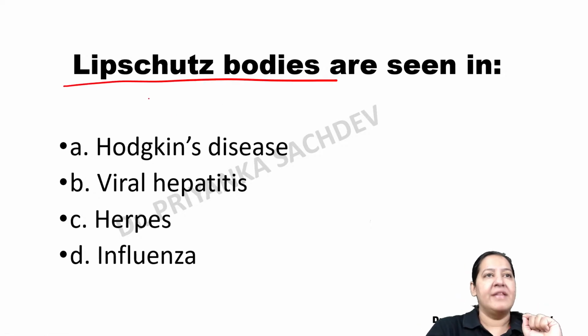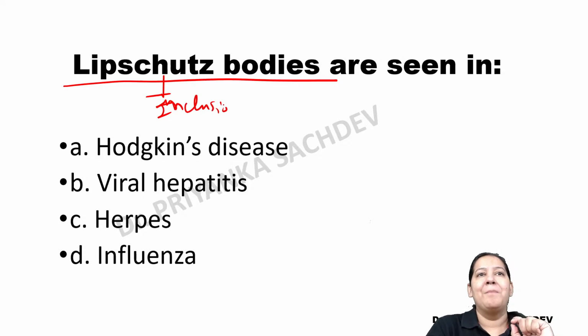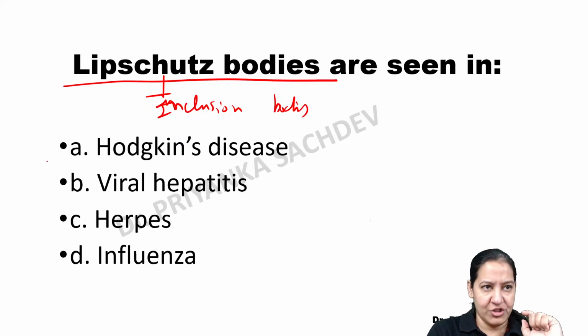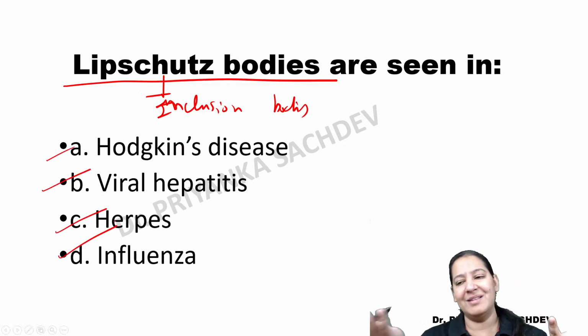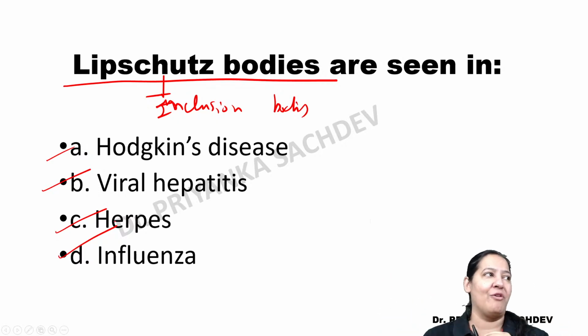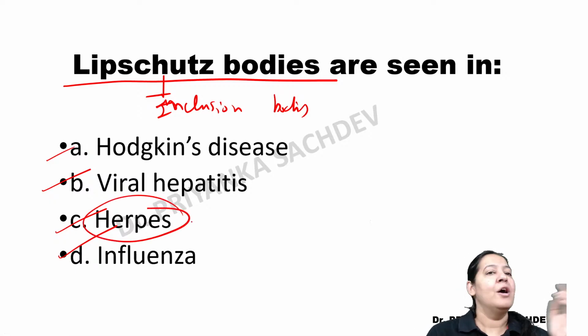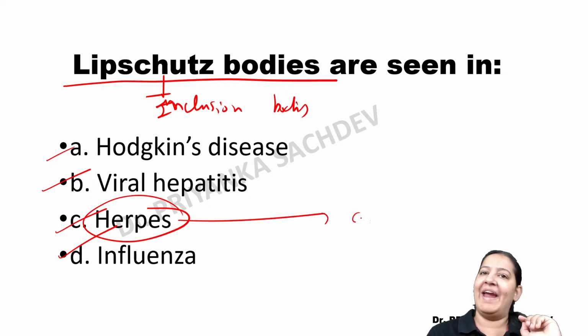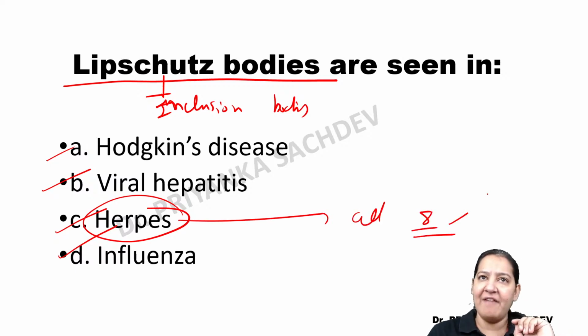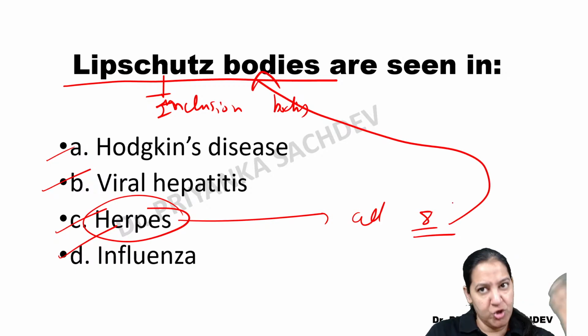Lipschutz bodies, that is the name of inclusion bodies. I guess the name of inclusion bodies are seen in which virus? So Lipschutz bodies are seen in Hodgkin's disease or viral hepatitis or herpes virus or influenza. I think the question is super easy for all of you, and everyone is right. The correct answer, of course, is herpes. Not only herpes type 1, type 2, all 8 herpes viruses have inclusion bodies, which are Lipschutz bodies.